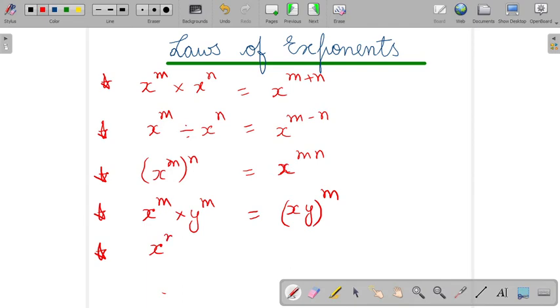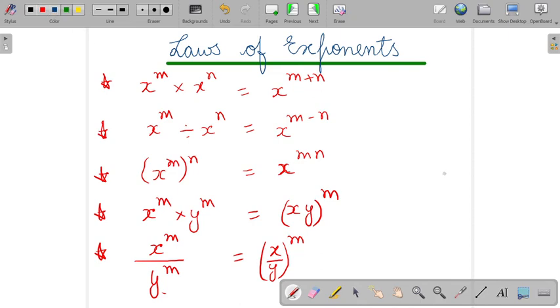Similarly, if it is in division form, x power m divided by y power m. Again observe, the bases are different but the powers are the same and it is in division form. So how will you write it? You will write x upon y together and write the power only once.